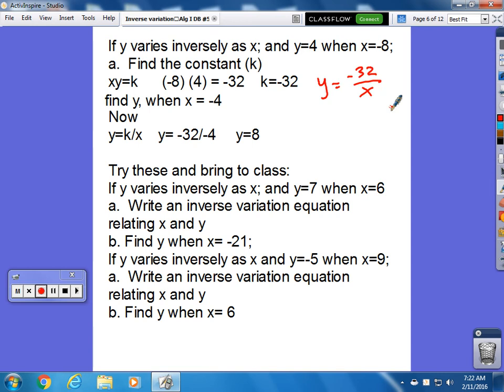So find y when x equals negative 4. Again, you do the exact same thing. You take your constant, you divide it by negative 4, and you get y equals 8. So try these and bring them to class. All right?